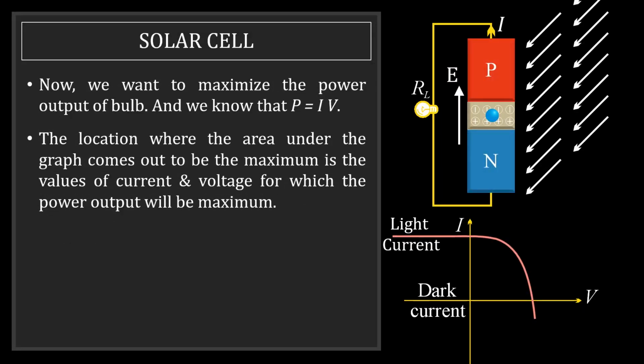Now we can take power output from the solar cell or through the bulb that I had connected. And the formula for power is I into V. I want to maximize the power. So what I do is choose a point here such that the current is maximum and the voltage is maximum. Because the current is maximum and voltage is maximum, the power output will be maximum.